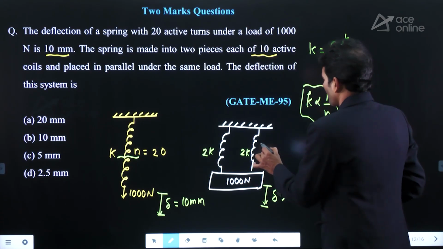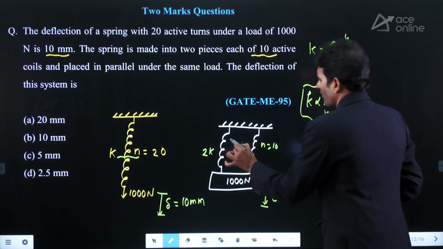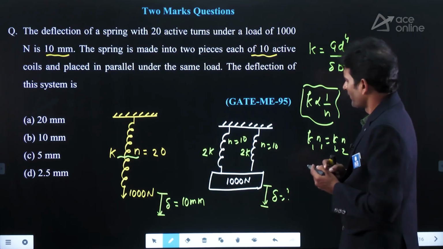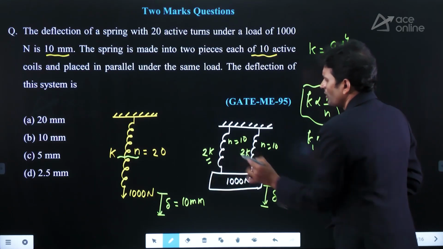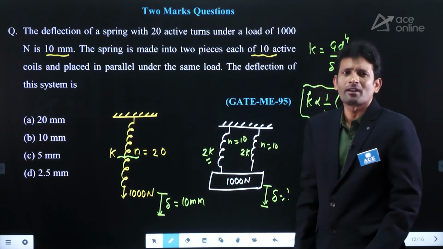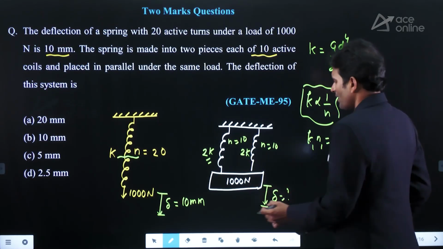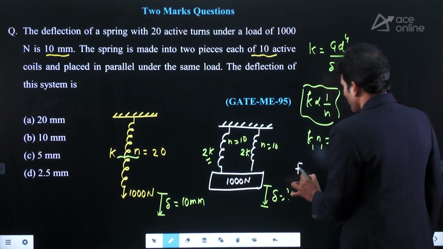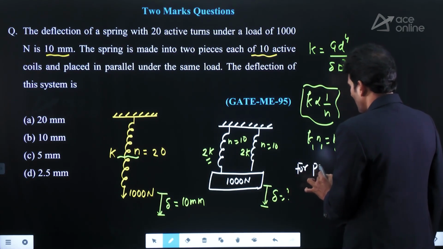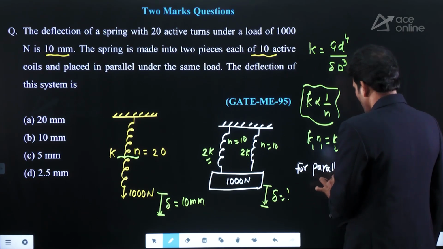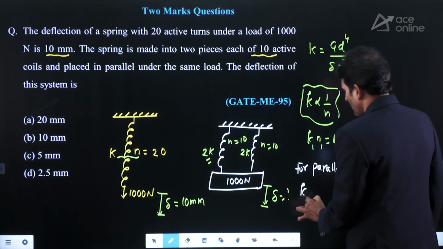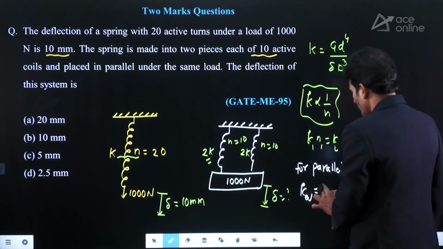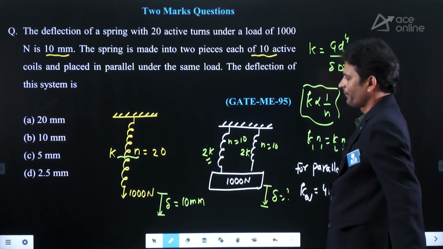N2 is 10. Number of coils here it is 10. 20 divided by 10 it is giving 2K. Very good. From this relation we are having 2K. Then how are these two parts arranged? These two parts are arranged parallel. So try to find out the equivalent stiffness for parallel arrangement. For parallel arrangement, K equivalent equal to K1 plus K2, 2K plus 2K, that is nothing but 4K we are having.